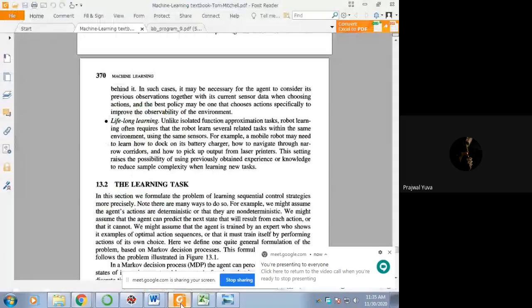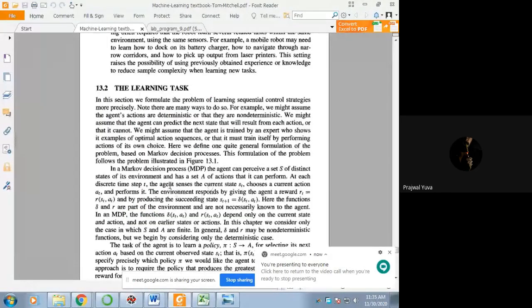Okay. Next, we have the concept of learning task. In every module, we have the concept of learning task, right? Here in this learning task, we will be applying the concept of Markov decision process. It's a mathematical model for the use of reinforcement learning. Sometimes it is called MDP.